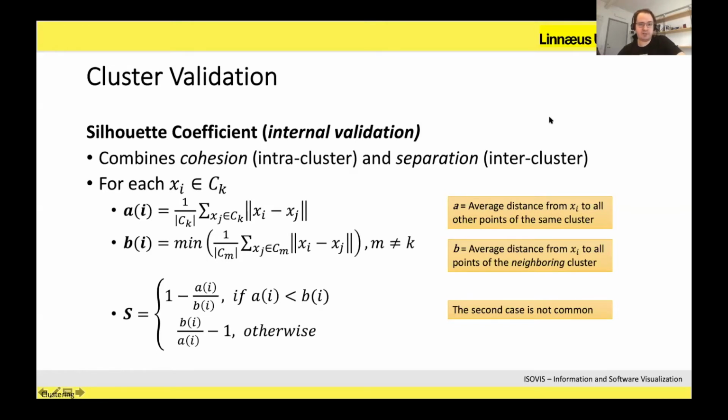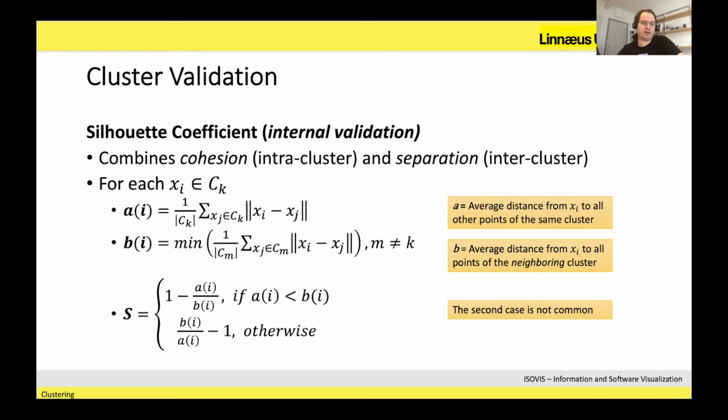Then we have internal validation, the most common type of which is what we call the silhouette coefficient. By internal validation, I mean a quality measure where you don't need labels. That's very common. You will see it in basically every paper that discusses clustering algorithms. I don't remember any paper on clustering that did not use the silhouette coefficient.